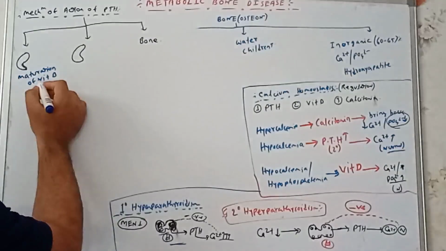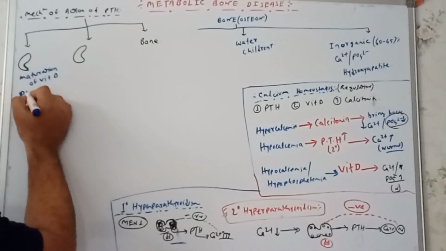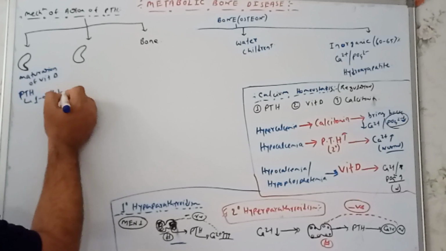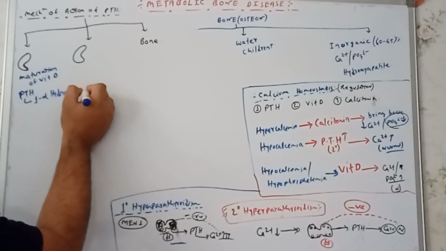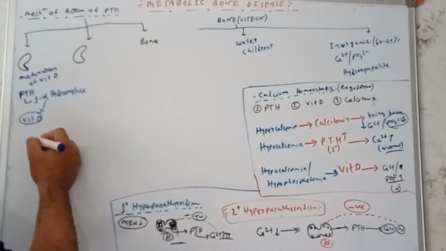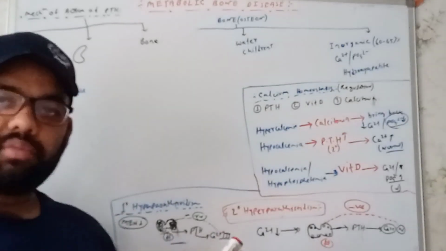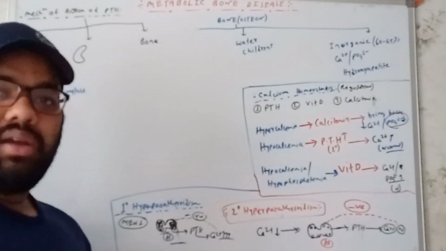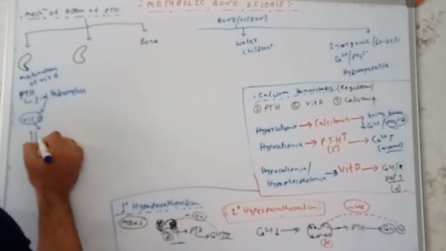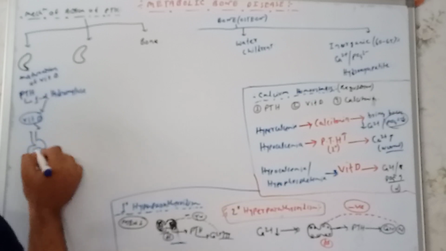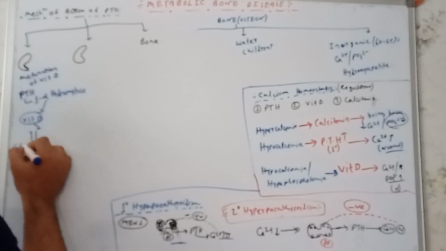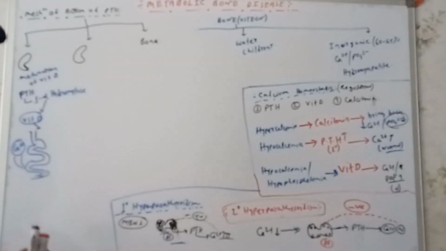So this PTH basically releases what? Alpha hydroxylase, and ultimately from here we'll get the active vitamin D. And whenever the vitamin D is formed properly, where will it go? Within the intestine, and from the intestine it will absorb the calcium. So ultimately the calcium level will be increased, right?